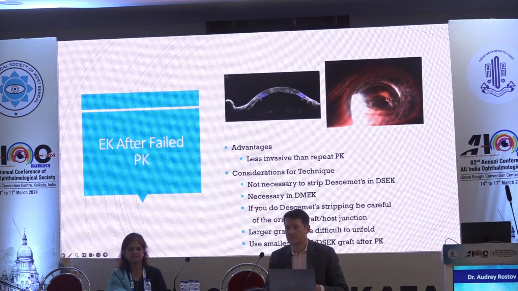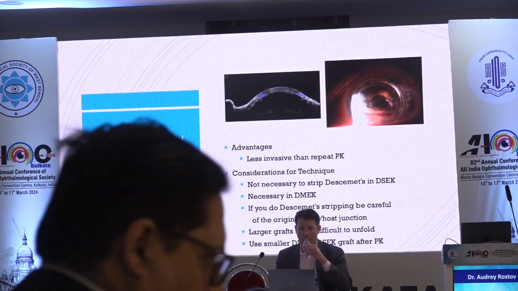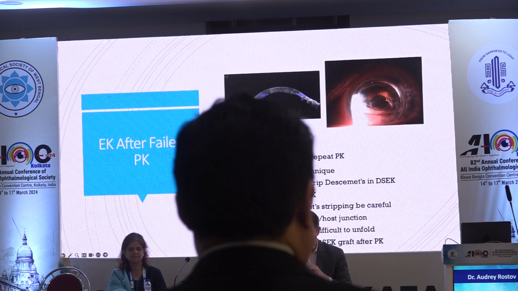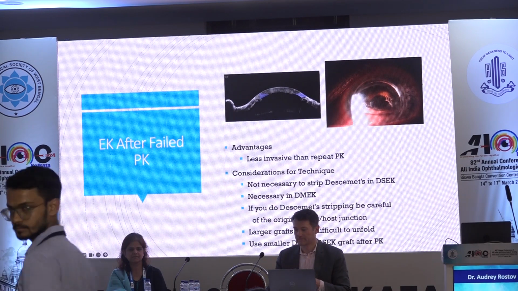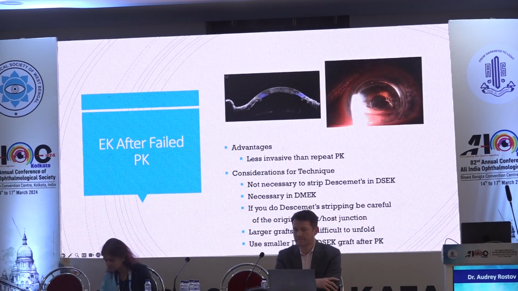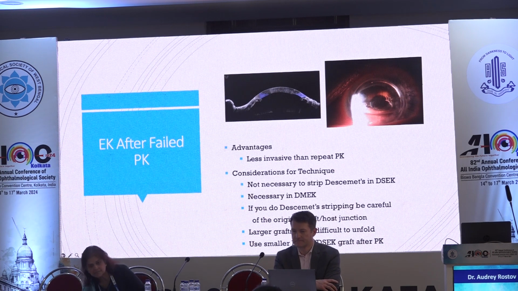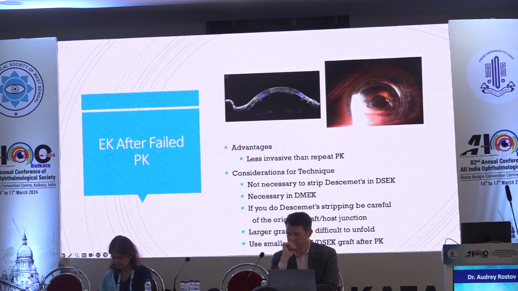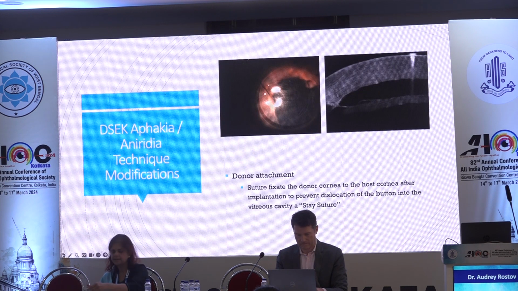After a previous cornea transplant, you need to know the differences between DSEK and DMEK. For DMEK, you do have to strip Descemet's membrane. Descemet's does not stick to Descemet's. You have to be careful of that graft-host junction. For DSEK, you don't have to strip Descemet's, although I usually do. And I always use about 1 millimeter smaller DMEK or DSEK graft compared to my previous PK. So if I'm doing a graft in an 8 millimeter PK, I choose a 7 millimeter.